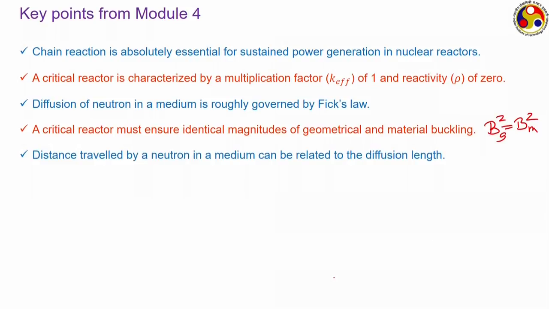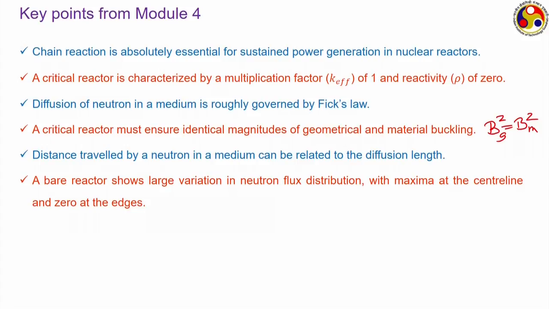The distance traveled by the neutron inside a reactor can be related to the diffusion length. There we have also differentiated between the diffusion length and the mean free path. Mean free path is the total distance traveled by a neutron between two successive interactions, whereas the diffusion length is the straight line distance from the point of its birth till the point where it gets absorbed. Then we have done the mathematical analysis of the bare reactor, and we have seen that it shows a large variation in the neutron flux distribution with the maximum at the center line and zero at the edges, or in some cases, if the extrapolated length is considered, zero at the extrapolated length.